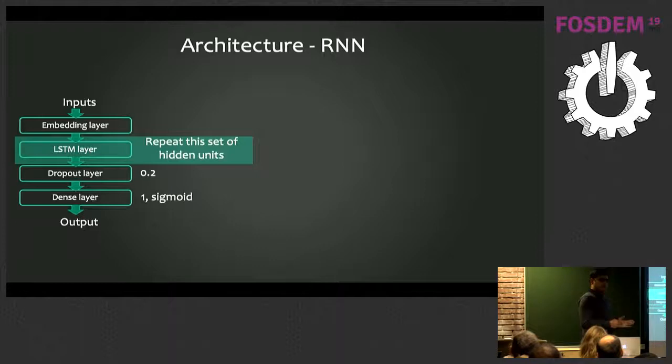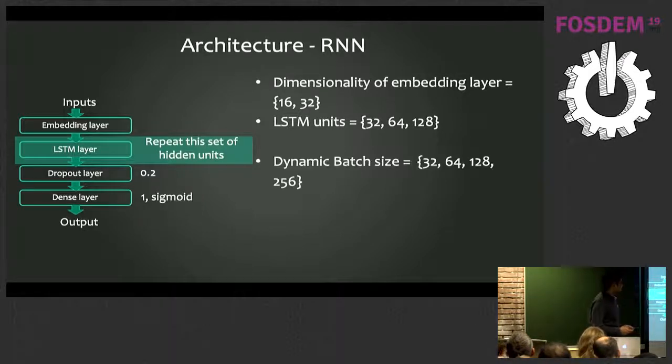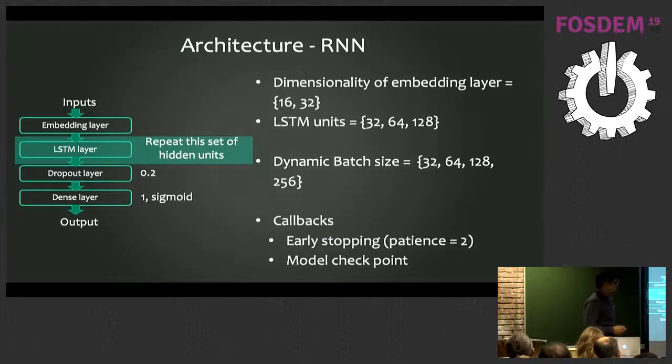Similarly, for RNN, we have an LSTM layer, and before that we have an embedding layer. When we have multiple deep learning layers, we basically repeat this LSTM layer. Again, we have different hyperparameters and dynamic batch size and similar callbacks. Although we use patience 2 because it is very expensive to train an RNN model, and if time permits, I'll talk about that in a little more detail.